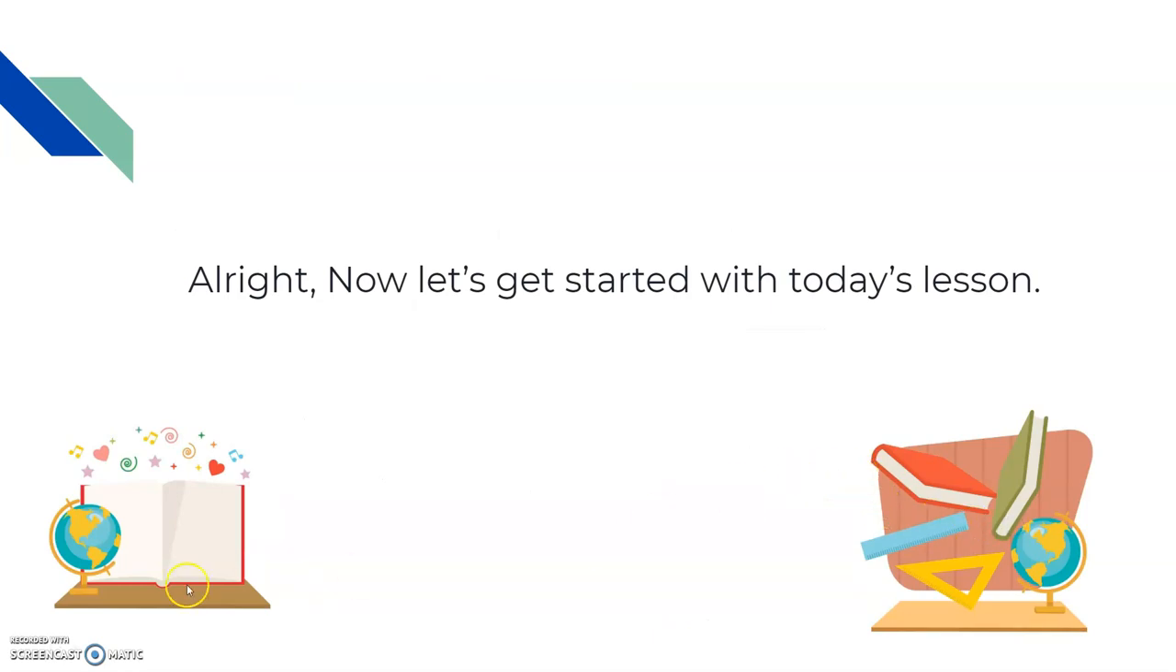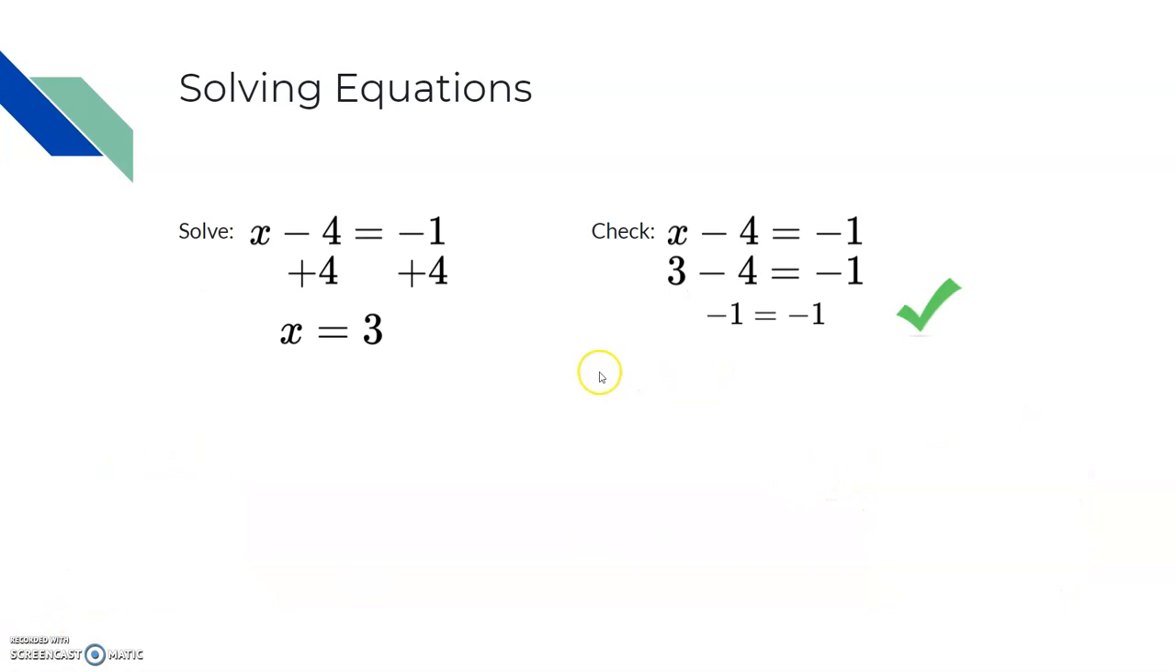Alright, now let's get started with today's lesson. Solving equations. We have x - 4 = -1. When you're dealing with equations, it's a bit different than with an expression. We have -4 here with the variable. So in the equation, we have to apply the opposite operation of the number to both sides. We have a -4 here, so we're going to add 4 to both sides. These two cancel out. x is on its own. -1 + 4 is 3.